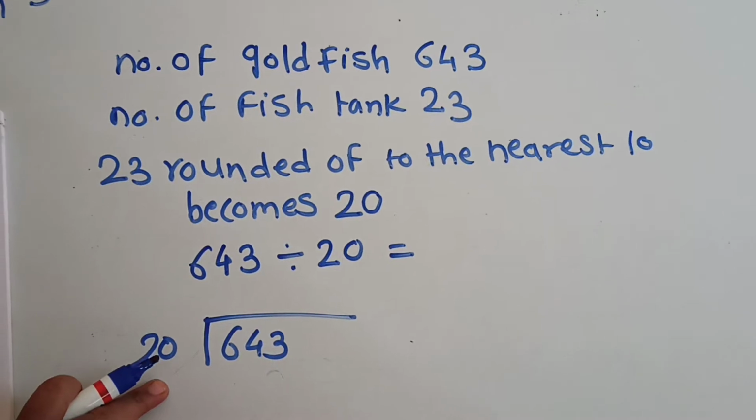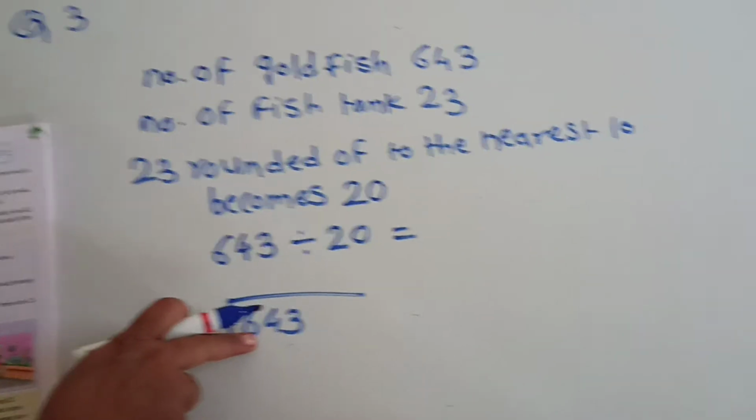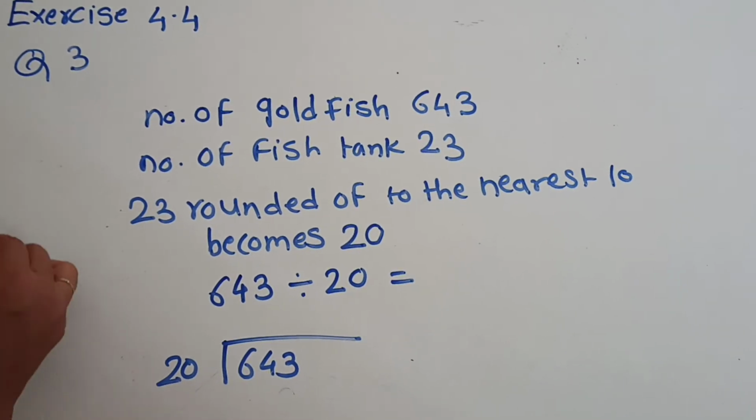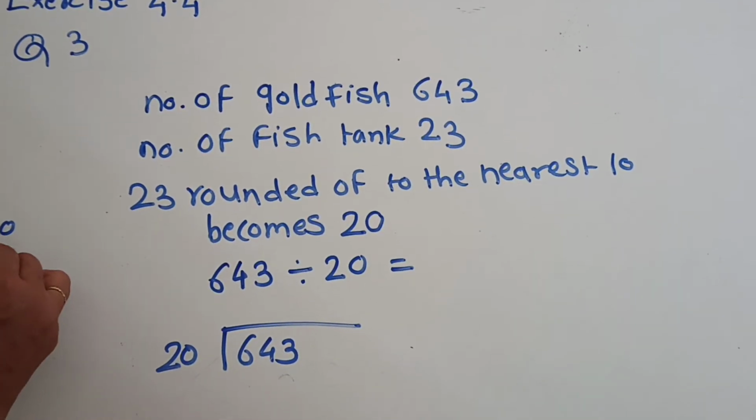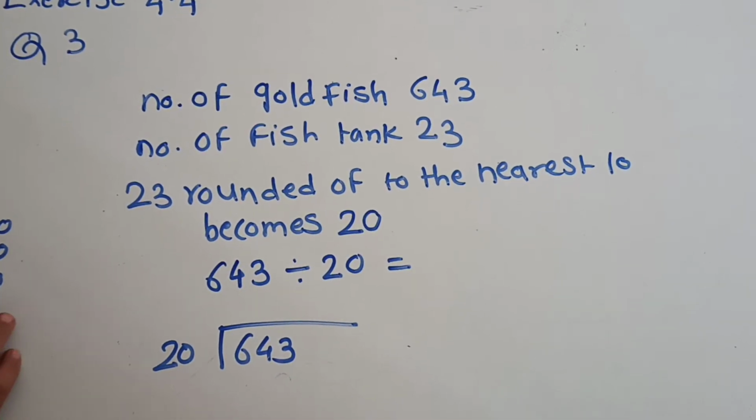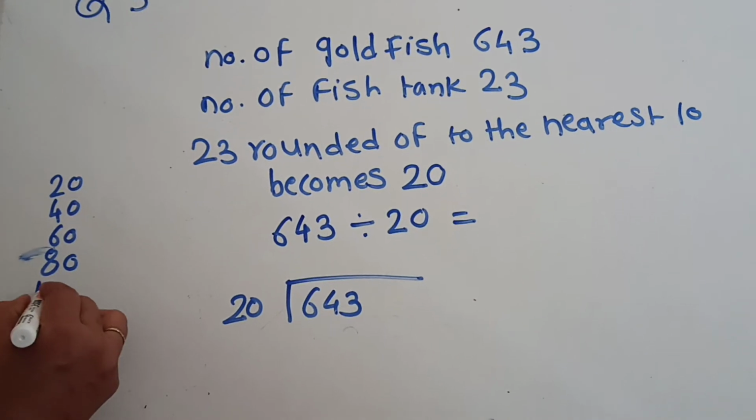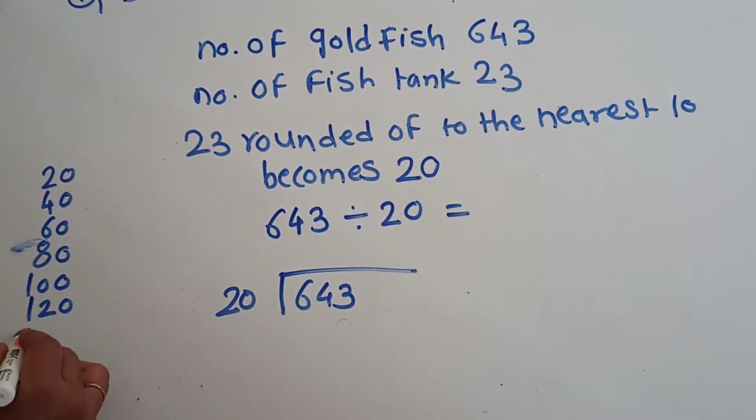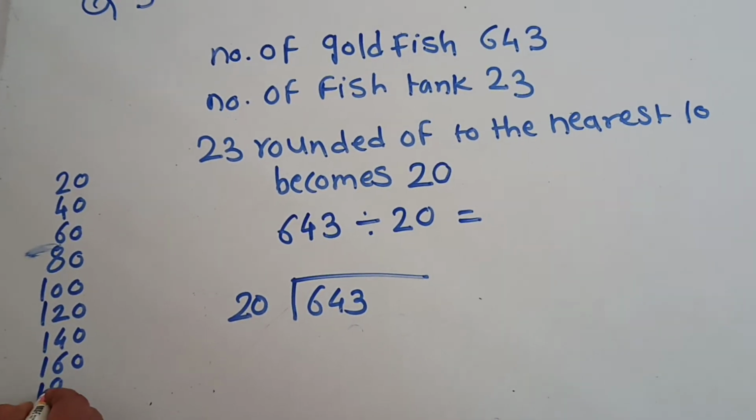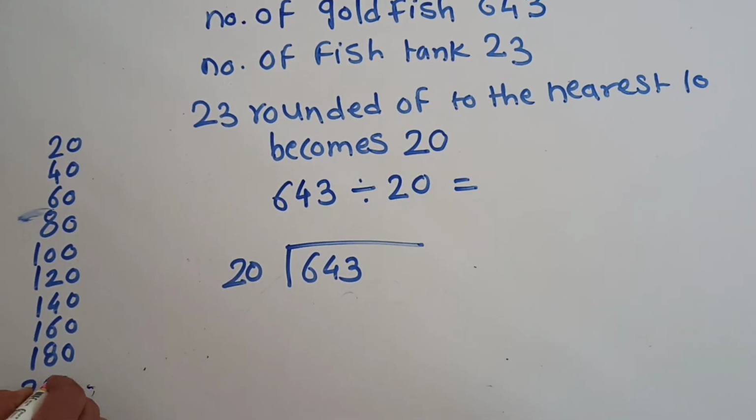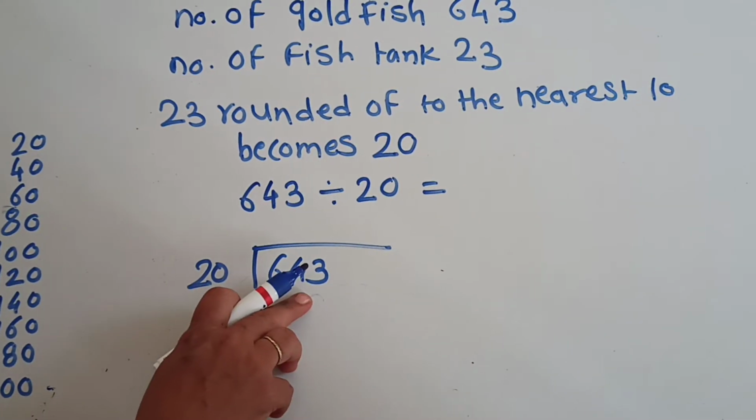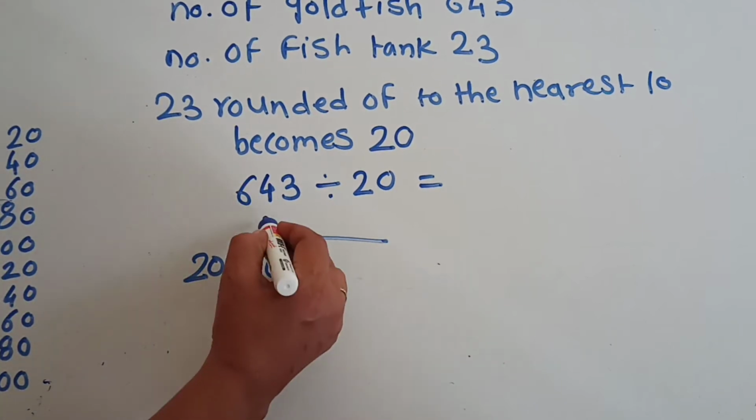You know the table of 20. Or you have to write this table here. 2 1s are 20, 2 2s are 40, 2 3s are 60, 2 4s are 80, 2 5s are 100, 2 6s are 120, 2 7s are 140, 2 8s are 160, 2 9s are 180 and 2 10s are 200. Okay, so see here, 64 is here. So 2 3s are 60.